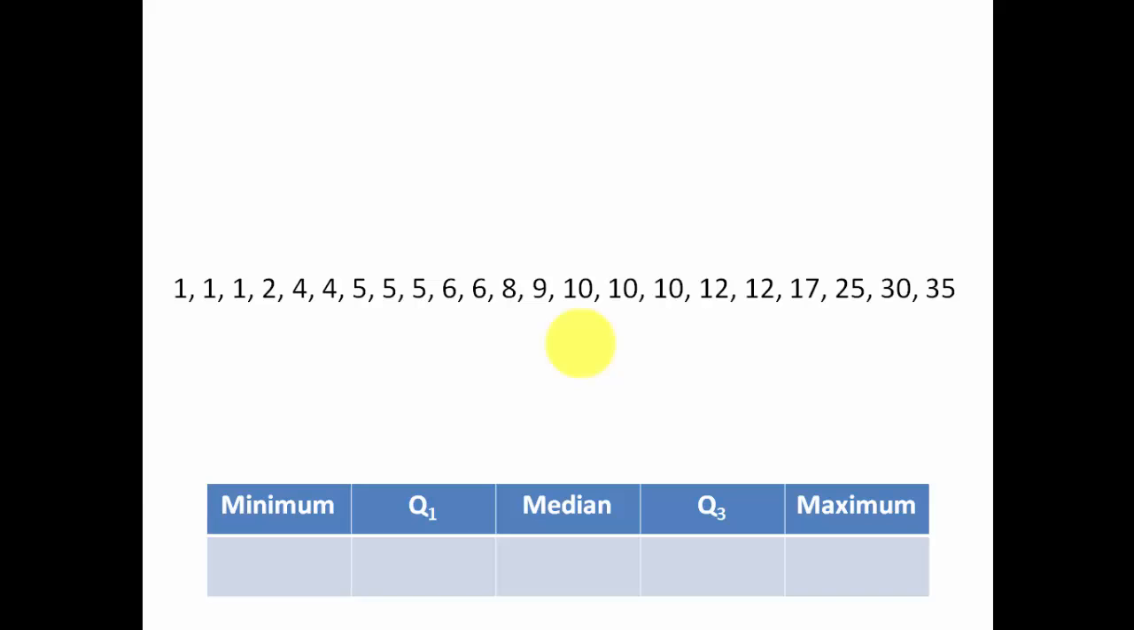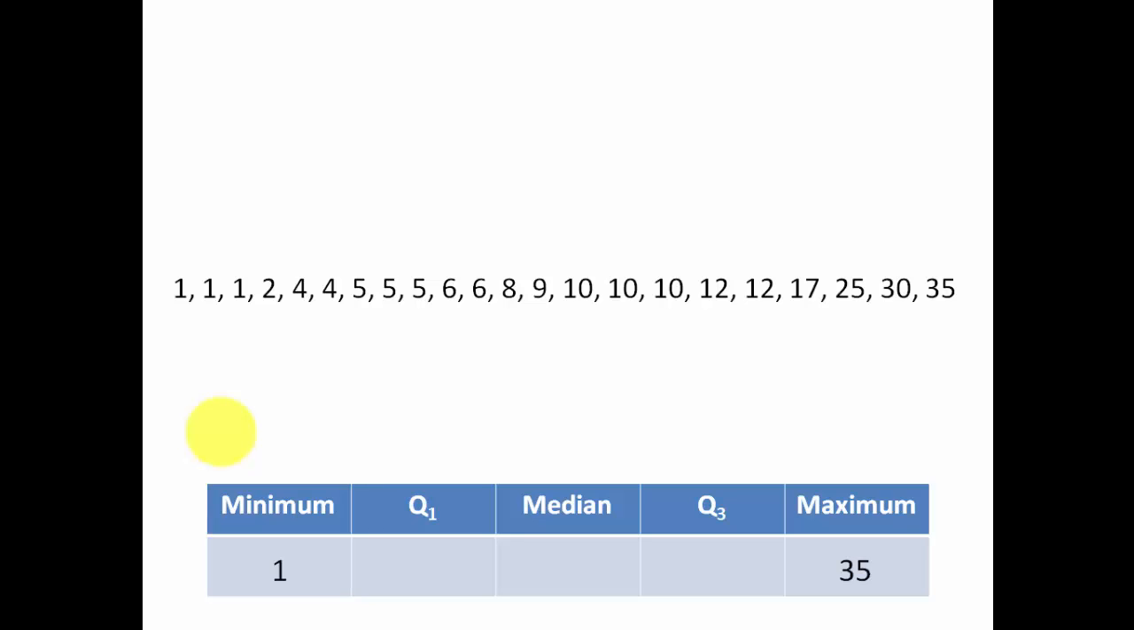The minimum and maximum are pretty easy to find in our data set because our data set is already sorted from the smallest commute distance to the longest one. So our minimum value would be 1 mile and our maximum value would be 35 miles.